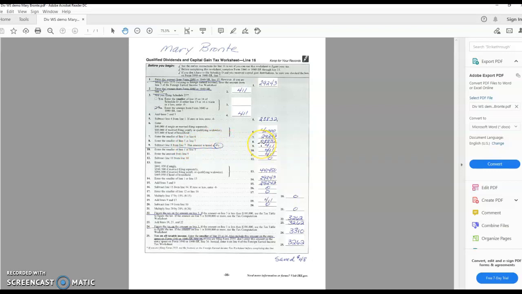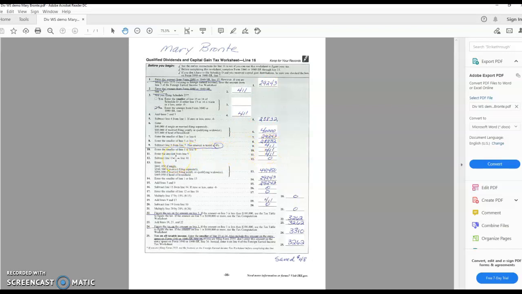Okay, so I'm going to subtract the 28,832 from the 29,243, and I come back to the 411. All that 411 is not going to be taxed at all. It's 0. Line 10, enter the smaller of line 1 or line 4. So 29,243 or line 4, which is 411. So the 411 is smaller.